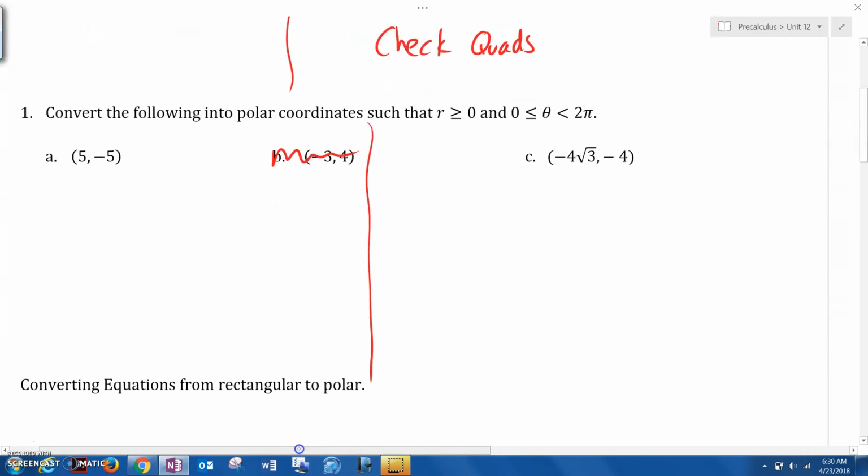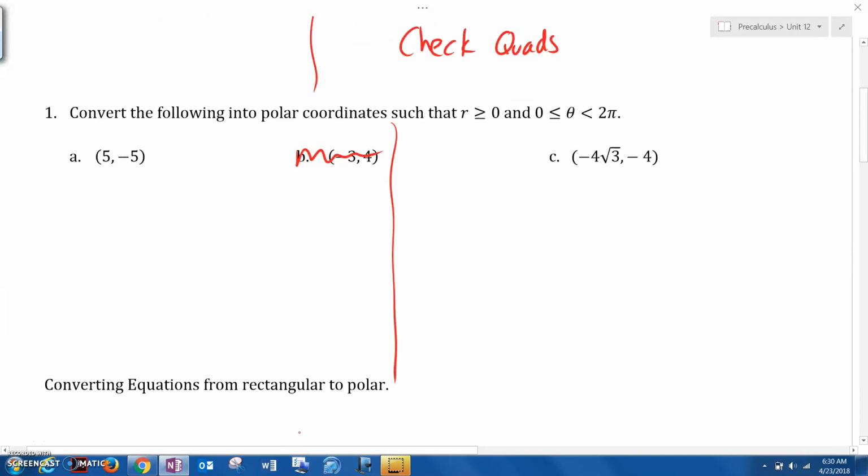So the first one says, I have an x of 5 and a y of negative 5. Now I like to draw where that is. If x is 5 and y is negative 5, that's right here. To get r, we can use r squared equals 5 squared plus negative 5 squared, because it's Pythagorean theorem, which is 50. Square root of 50 is 5 root 2. So r is equal to 5 root 2.